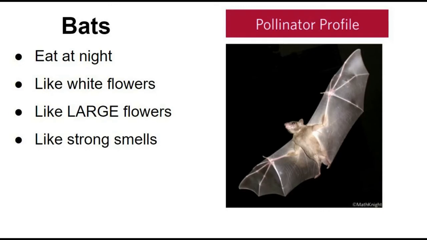Bats are another important pollinator. Bats, just like moths, are nocturnal. They are awake at night, and so bats eat at night. And at night, you can't see all those bright colors, so bats like white flowers.